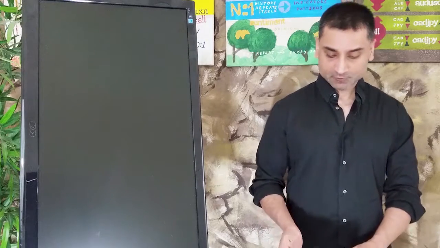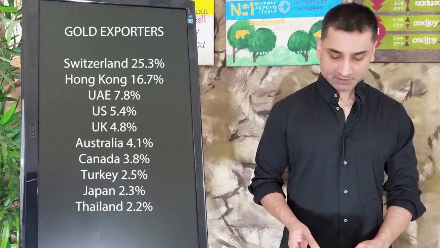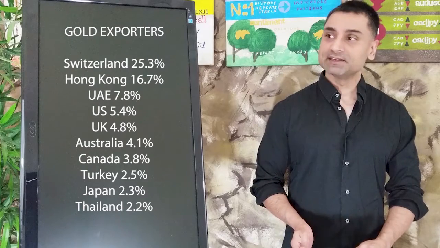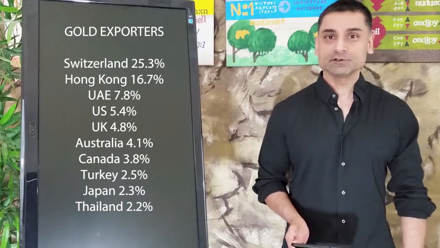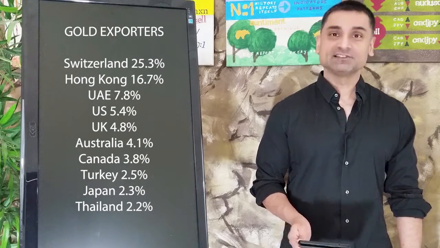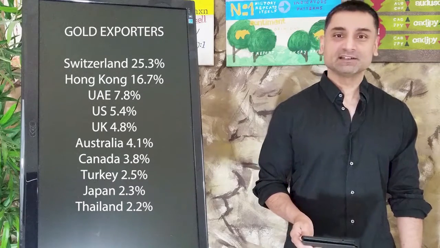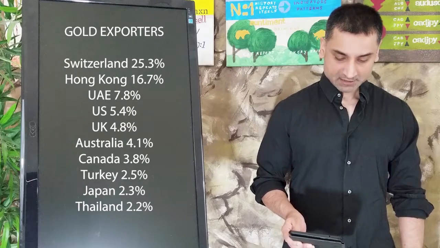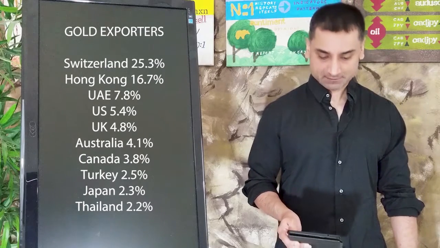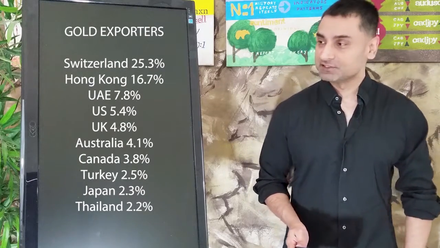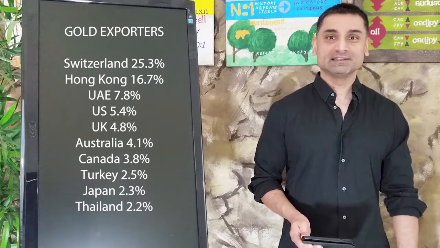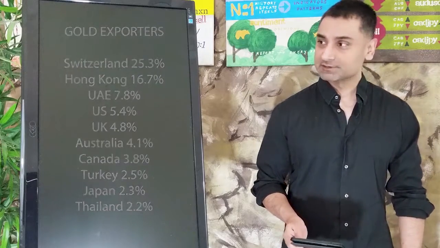We need to figure out which countries export gold and which countries import gold. The top 10 exporters of gold are Switzerland, Hong Kong, UAE, the United Arab Emirates, the United States, the United Kingdom, Australia, Canada, Turkey, Japan, and Thailand. The percentages are how much of the market is exported.